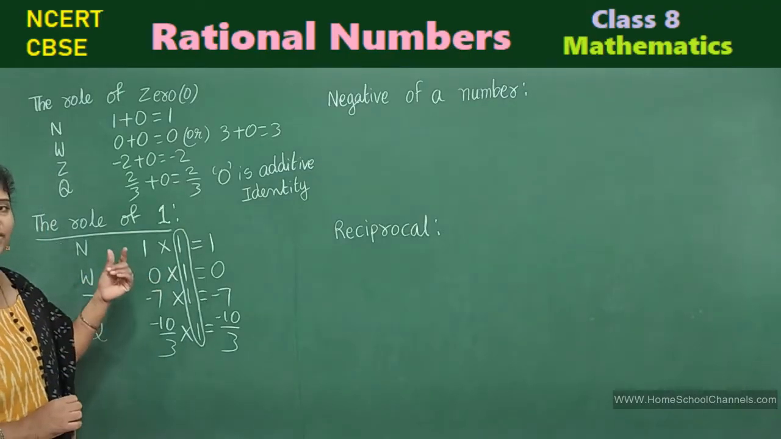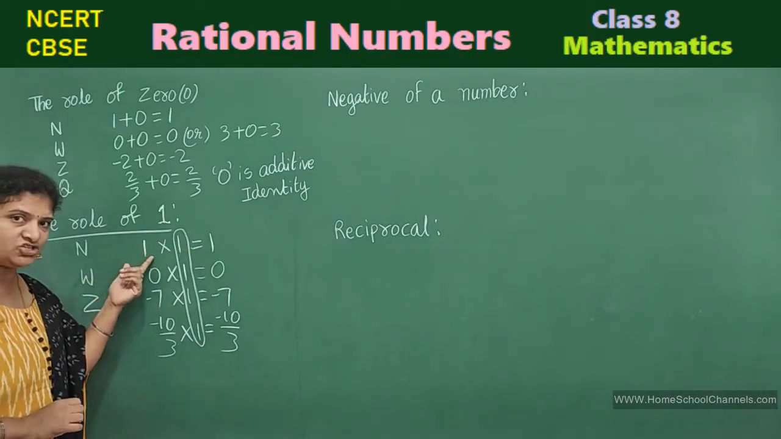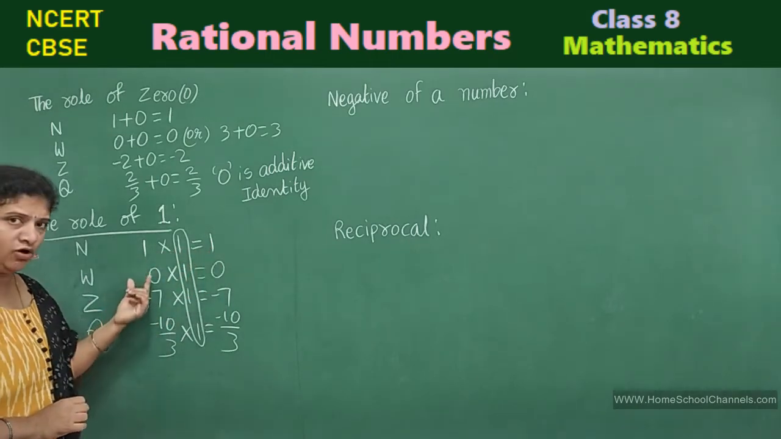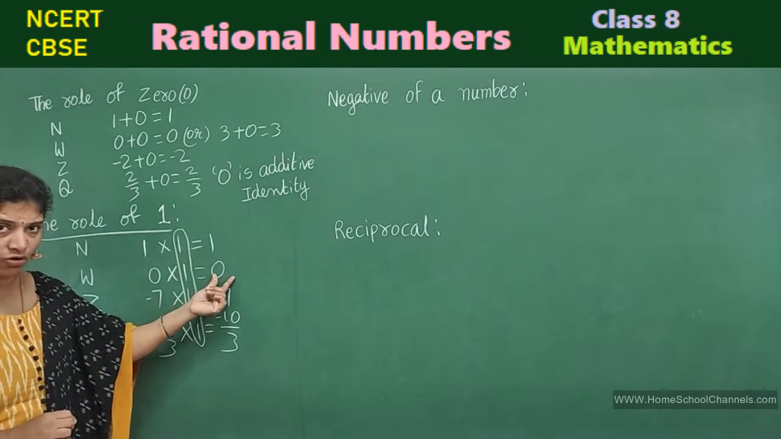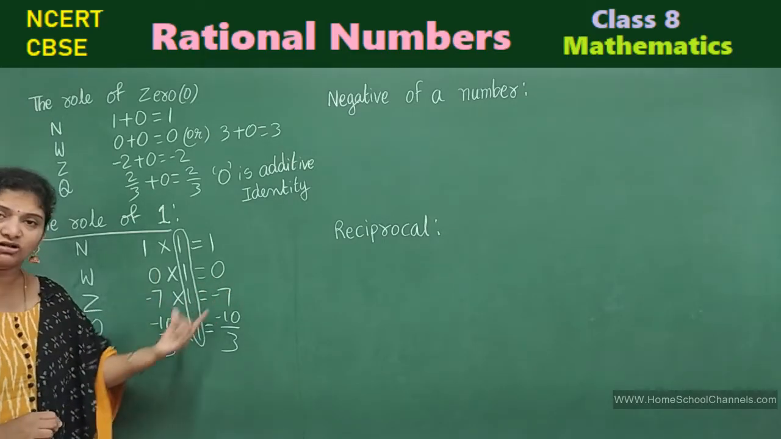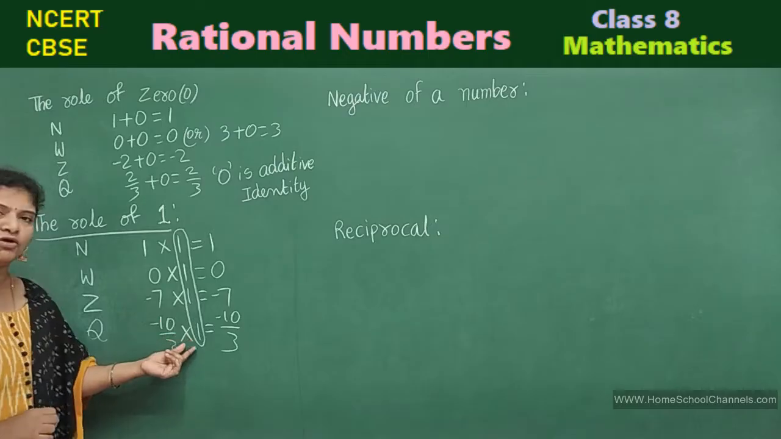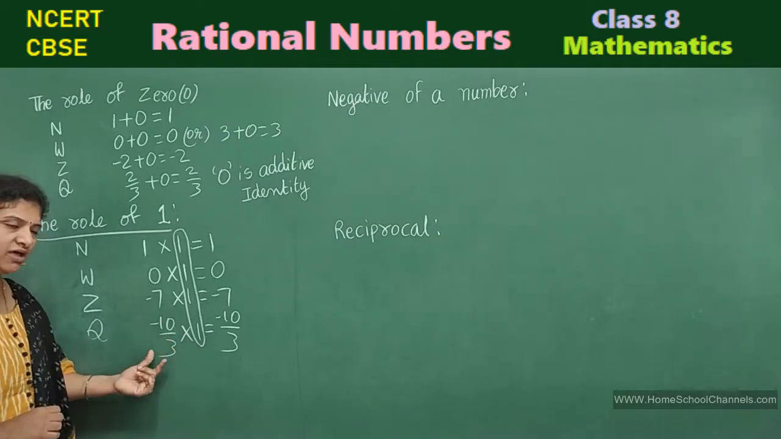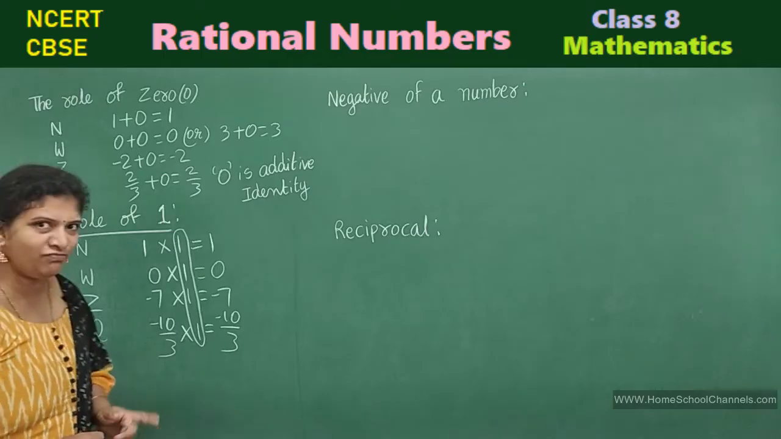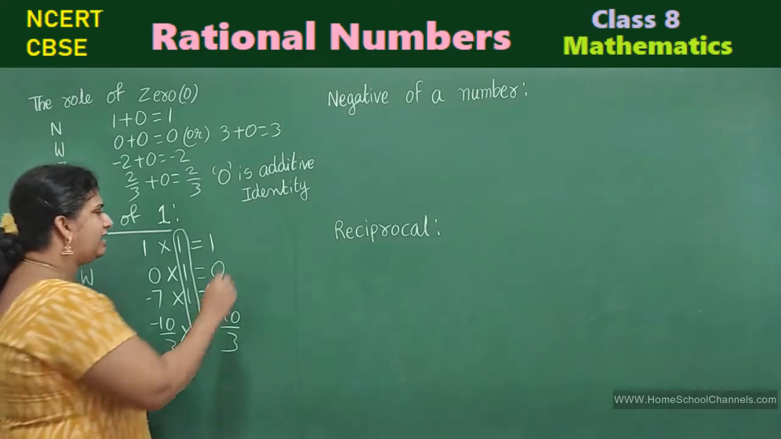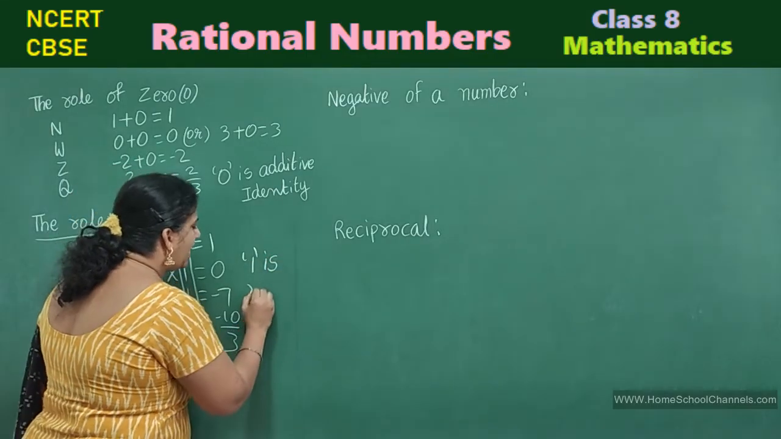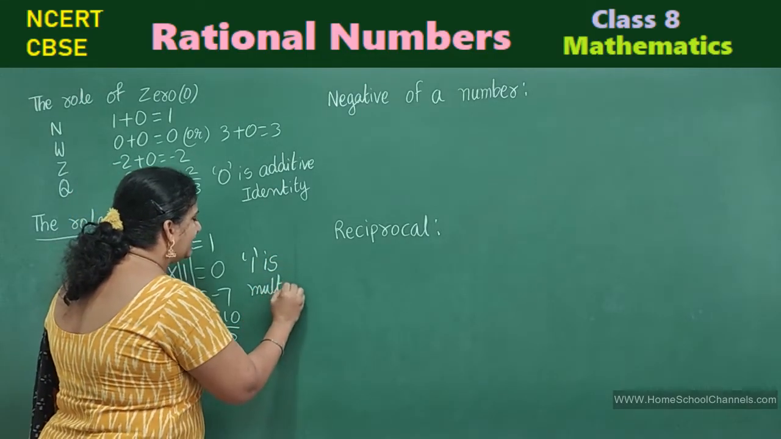That means if you multiply 1 by a natural number, you get a natural number. If you multiply 1 by a whole number, the result is also a whole number. And multiplying 1 by an integer, the result is also an integer. And if you multiply 1 by a rational number, the result is also a rational number. Therefore, finally what can you say? I can say 1 is the multiplicative identity.